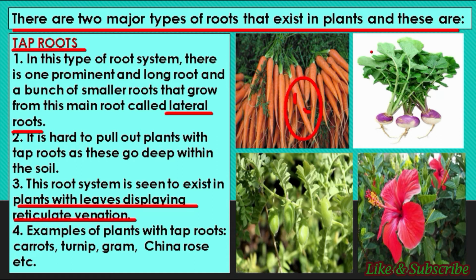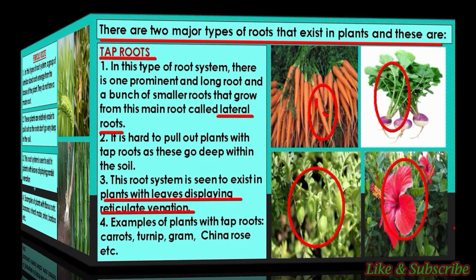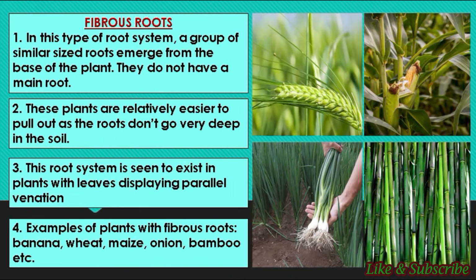For example, carrot, turnip, gram, China rose, etc. Now students, the next type of root is fibrous roots. Students, fibrous roots are bushy roots in nature and very thin. And students, in this type of root system, many branching roots grow from the stem. And another important part of this type of root system is that they don't have a main root.